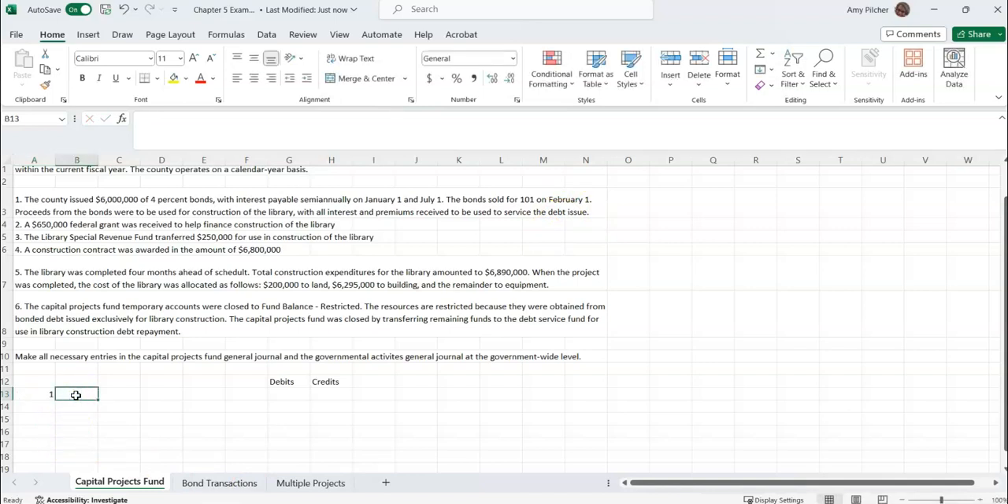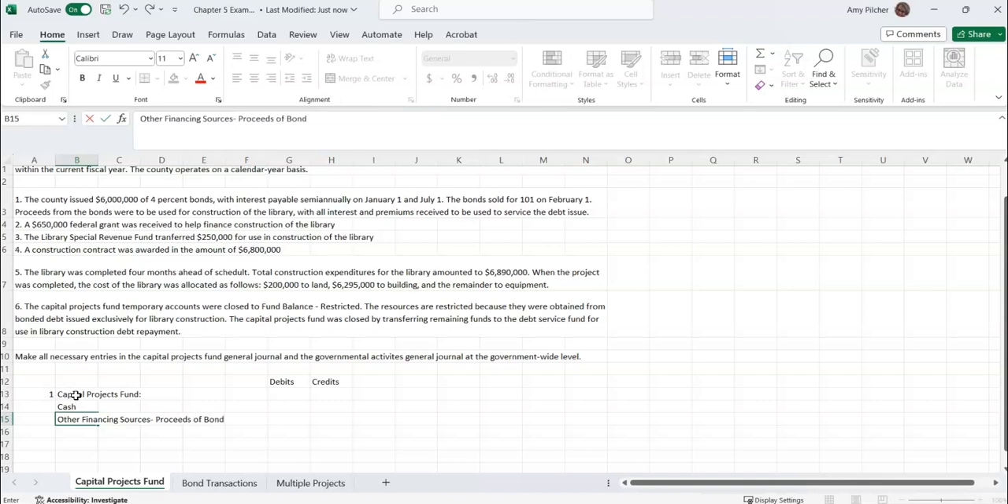So we have that we received, so this is our Capital Projects Fund. We received cash of $6 million, and then we had our other financing sources, proceeds of bonds, $6 million.